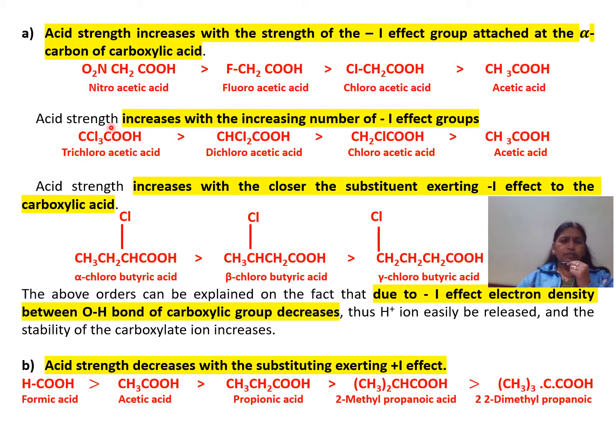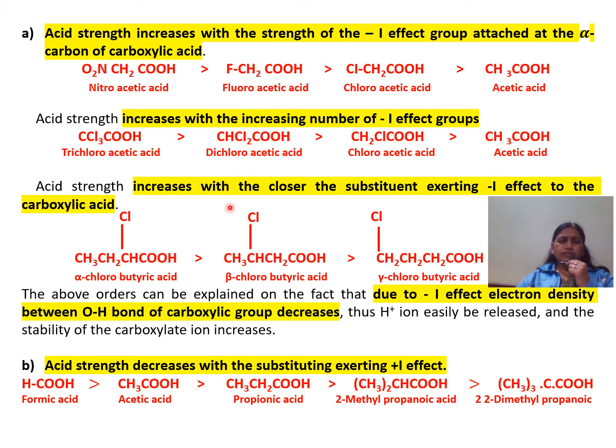So trichloroacetic acid has 3 chlorine atoms, so it is most acidic, followed by dichloroacetic acid having 2 chlorine atoms, then monochloroacetic acid having one chlorine, and finally acetic acid is least acidic. So as the number of minus I effect groups, electron withdrawing groups, increases, the acid strength increases. Here, as the strength of the group causing minus I effect increases, the acid strength increases.